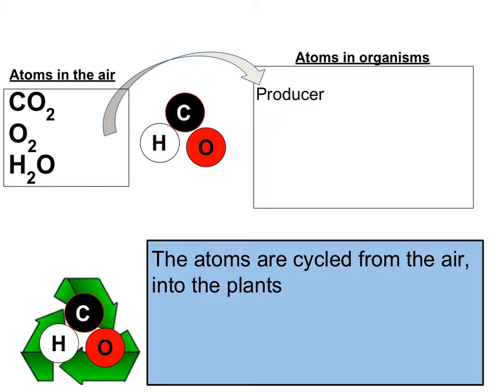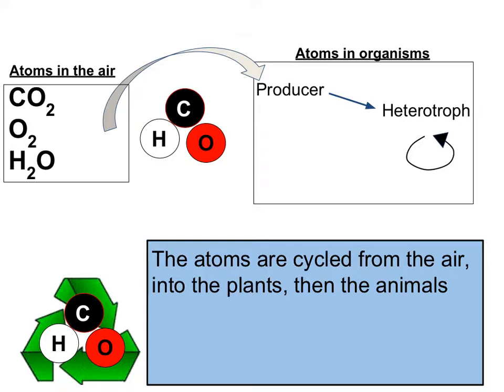So let's summarize this in this chart that I've made. These are the atoms in the air right here. Now this is water. Water is also in the air, but most plants take that up with their roots. Anyway, these are the atoms in the air and in the environment that a producer will take in. A producer will take in hydrogen, carbon, and oxygen.